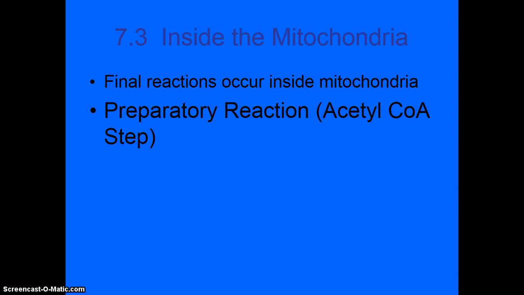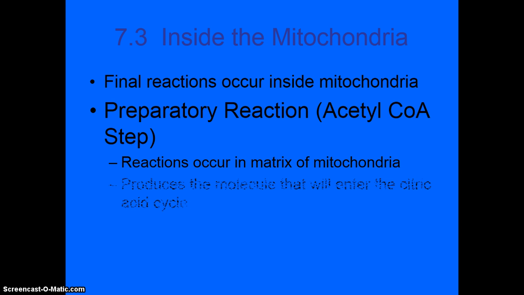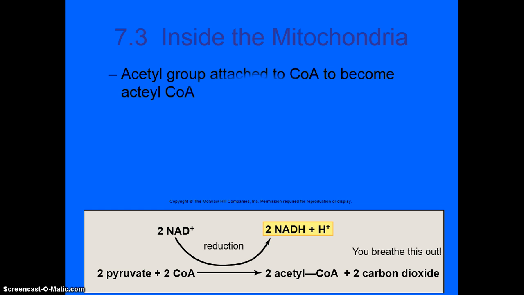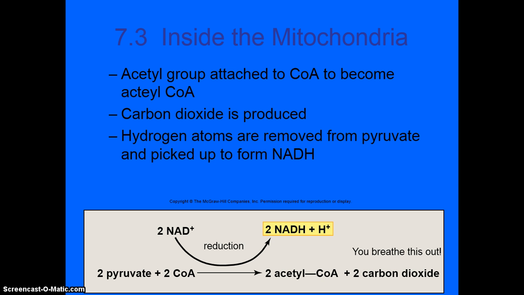This is also referred to as the acetyl-CoA step. These reactions occur in the matrix of the mitochondria. They produce the molecule that enters the citric acid cycle. What happens is the 3-carbon pyruvates get converted to a 2-carbon acetyl group in this process. The acetyl group becomes attached to a coenzyme A to become acetyl-CoA, and carbon dioxide is produced as a waste product. The hydrogen atoms are removed from the pyruvate and picked up to form NADH. And this reaction occurs twice per glucose.